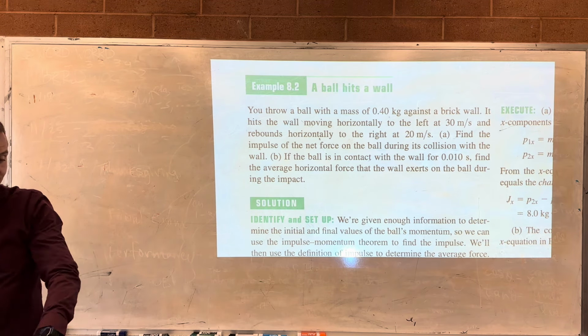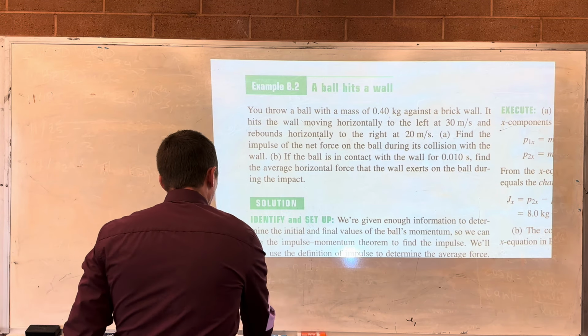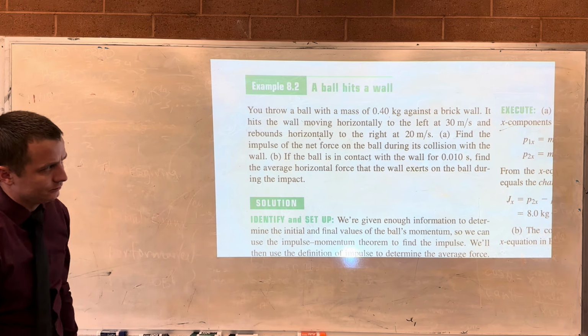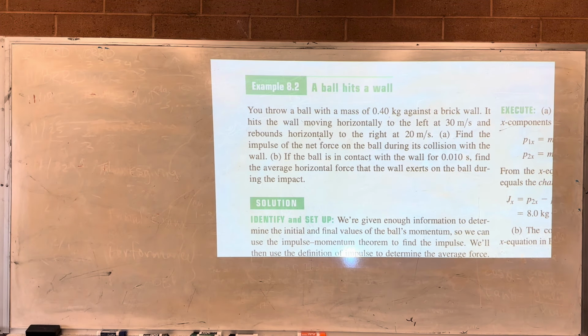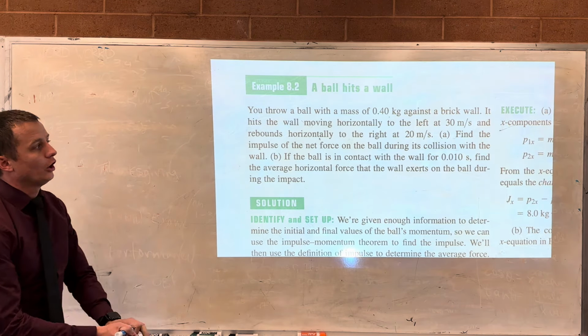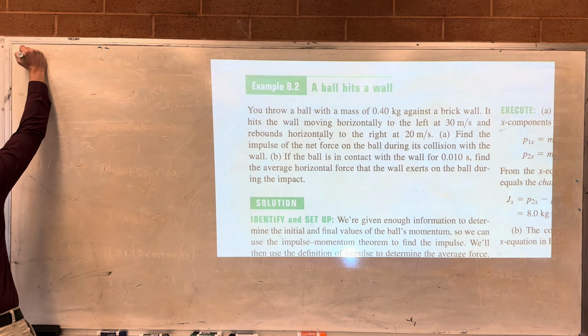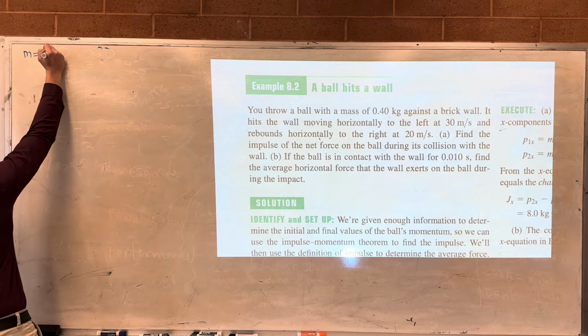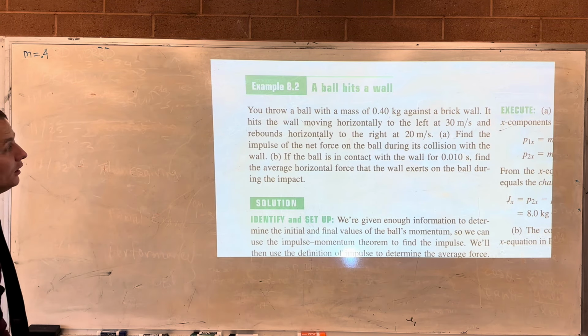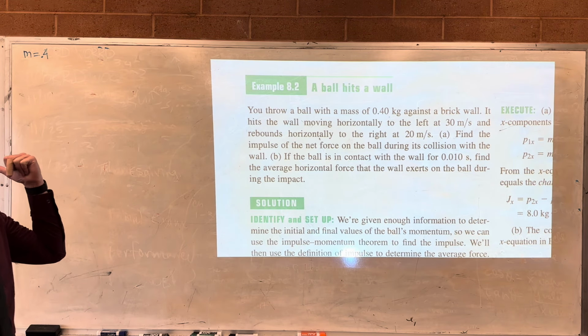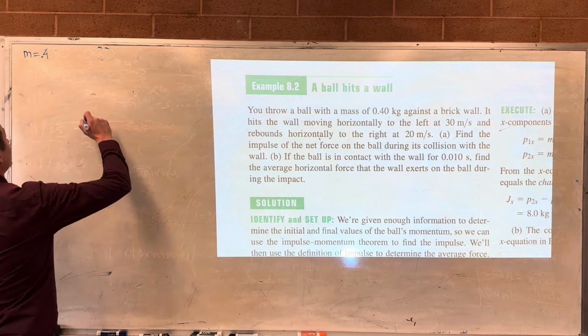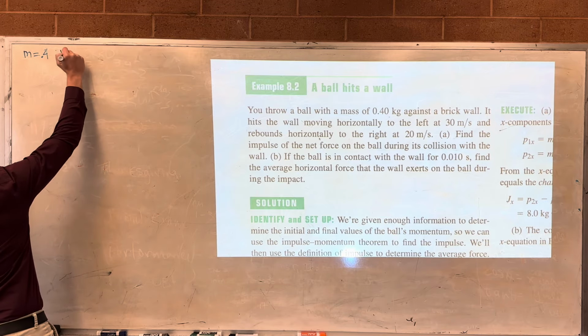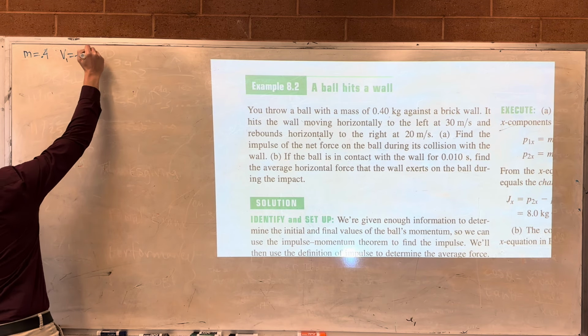Alright, let's jump into example problems now, using all these fancy equations. You throw a ball with a mass of 0.4 kilograms against a brick wall. It hits the wall, moving with a horizontal velocity to the left. Let's call the left our negative direction, so we'll say V1 is equal to negative 30.